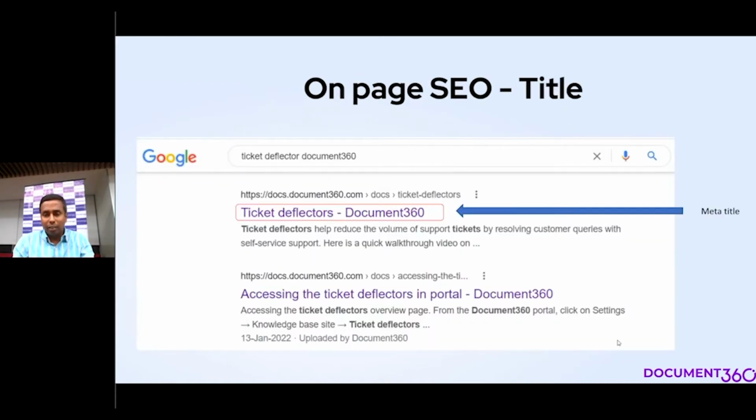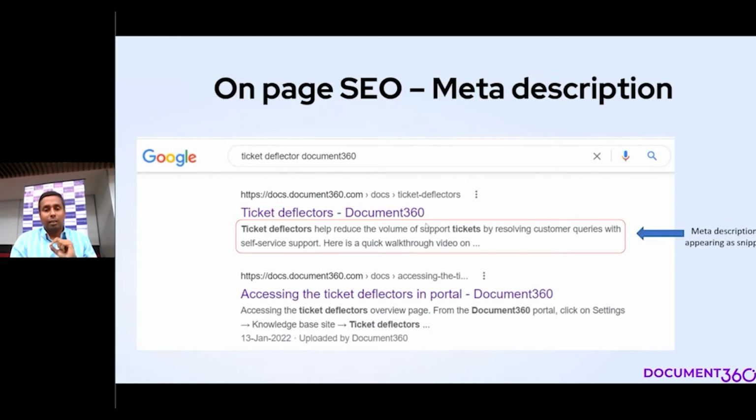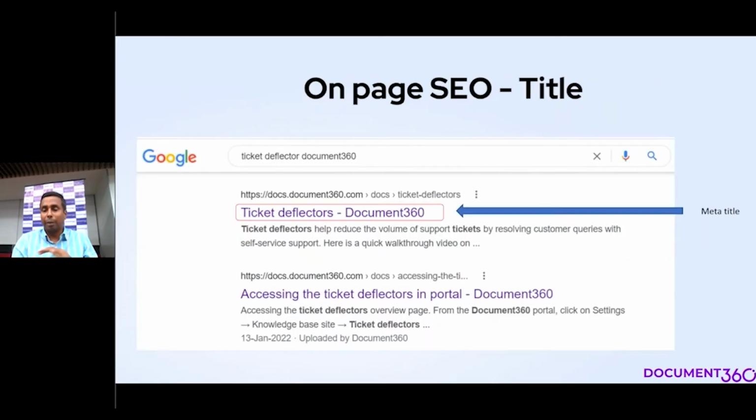To give you a highlight, here I'm giving you one example. If you're performing on-page SEO, the title of your knowledge base appears as shown in the Google results, and this title is usually referred to as the meta title. And there is a snippet of information that appears on the Google search results, and that is called a meta description. And this meta title and meta description is something you can control. So when I type something called ticket deflector document 360, you immediately see ticket deflector document 360 appearing.